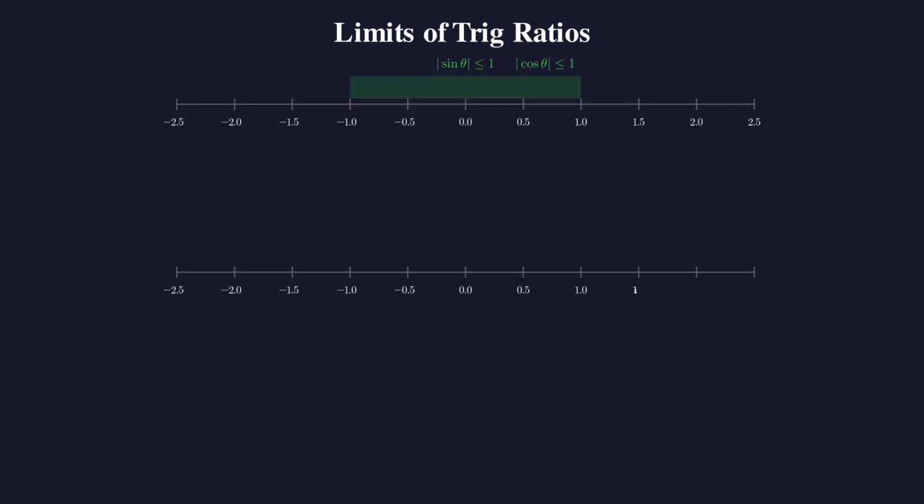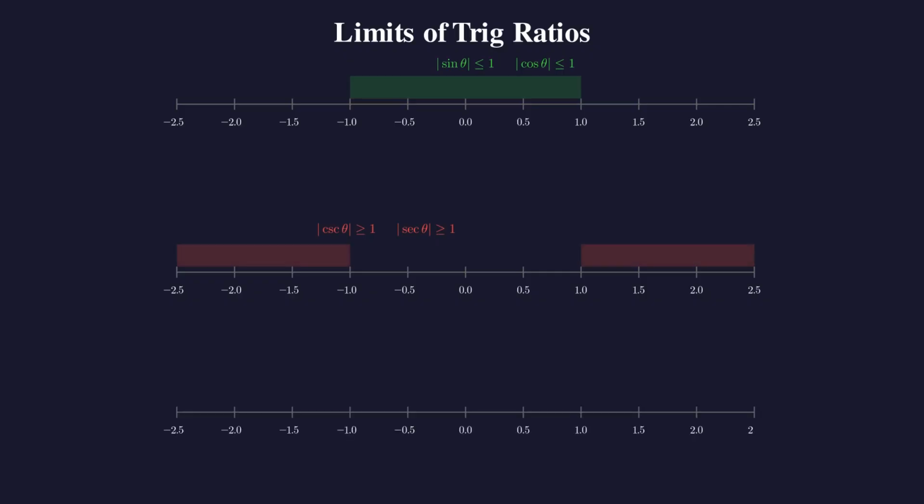And since cosecant and secant are their reciprocals, flip a number at most 1, you get something at least 1. So cosecant and secant must be at least 1 in magnitude. Tangent and cotangent, though, no restrictions. They roam free across all real numbers.